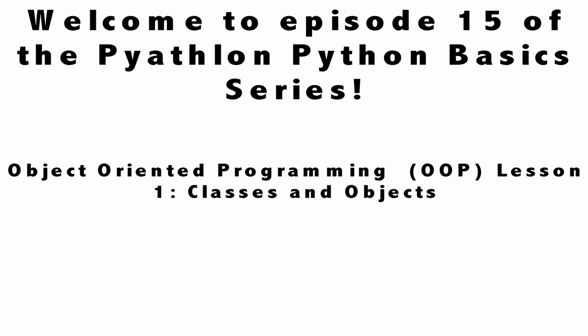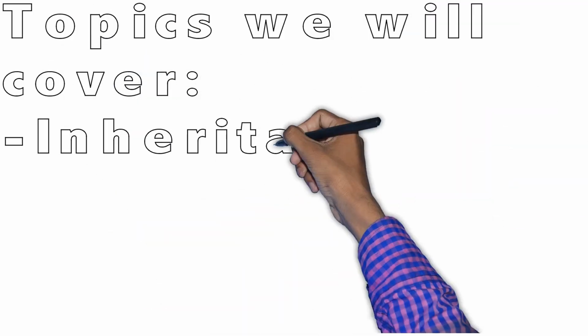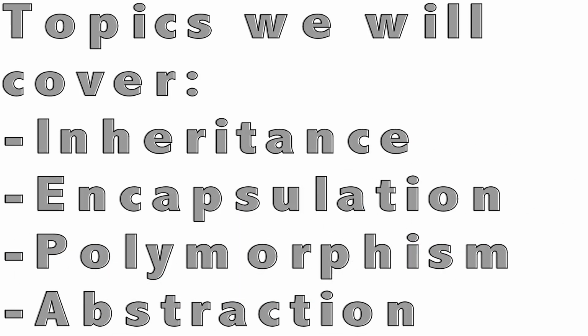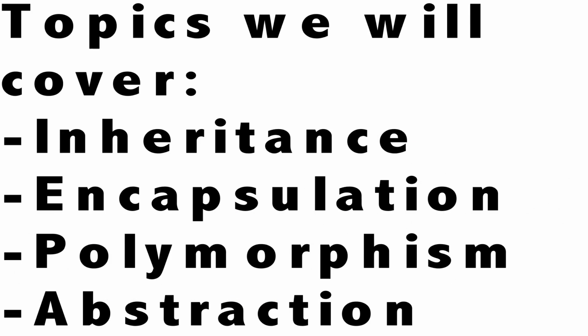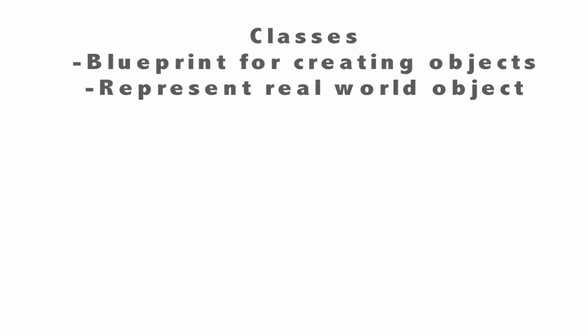Today we will do an introduction into object-oriented programming. The next several videos in this series will be dedicated to providing an explanation of what defines an object-oriented programming language. Before we dive into more advanced aspects of object-oriented programming, such as inheritance, encapsulation, polymorphism, and abstraction, we first need to define what is an object. This leads us to the first topic of object-oriented programming, and that is classes.